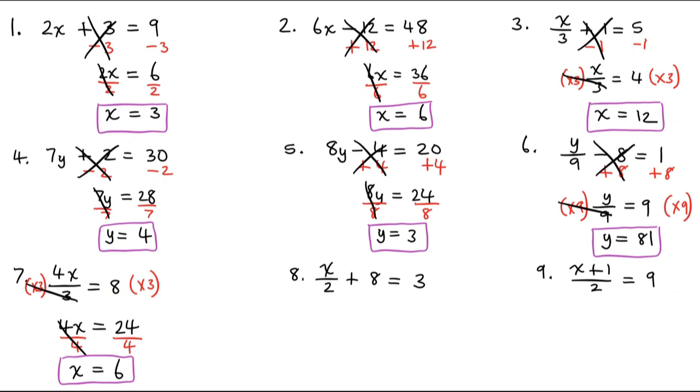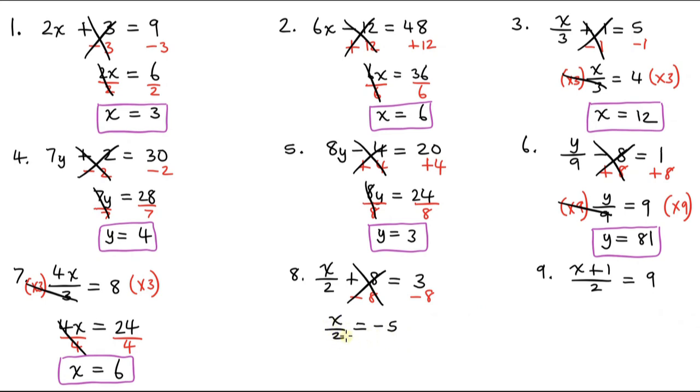Okay, question number 8. x divided by 2 plus 8 equals 3. We want to get rid of this positive 8, so let's subtract 8 from both sides. So on the left, we're left with x divided by 2. The 8's will just cancel. And on the right hand side, we've got 3 subtract 8, which is negative 5. Don't be freaked out when you get a negative. It's perfectly normal.